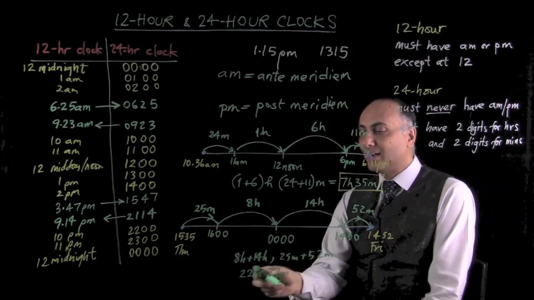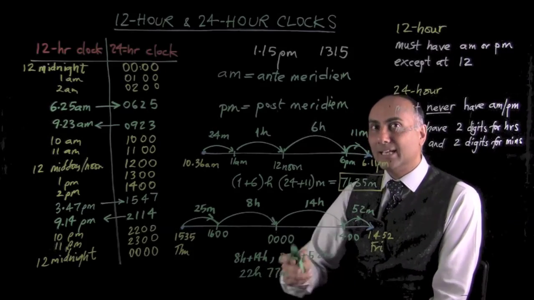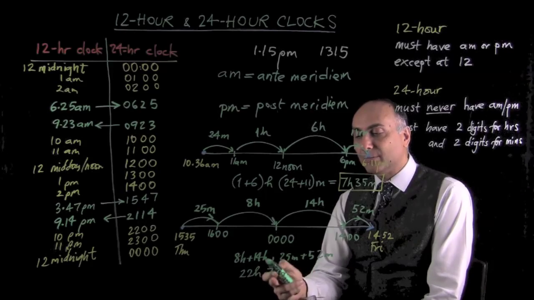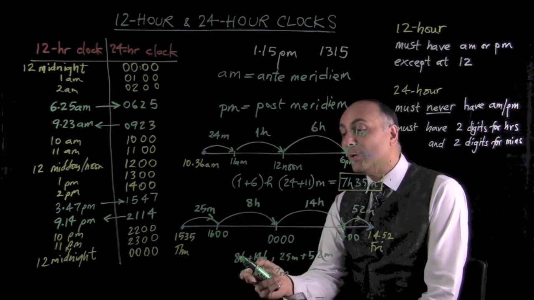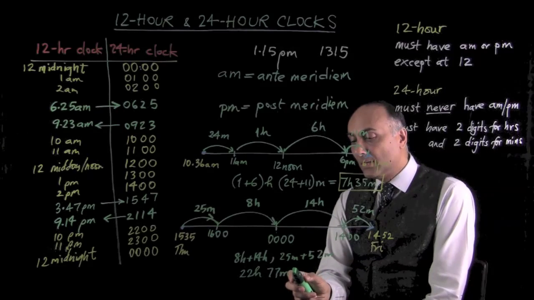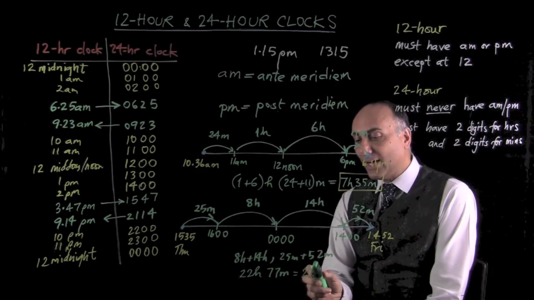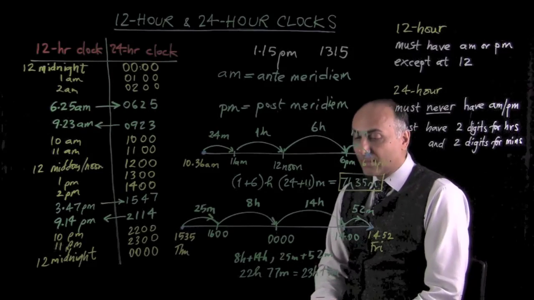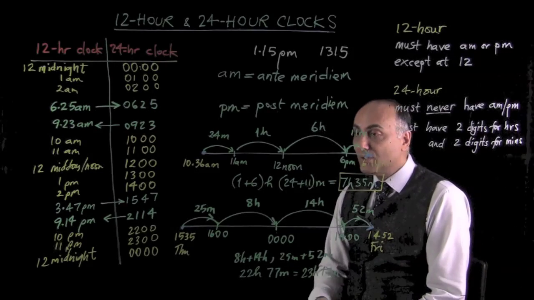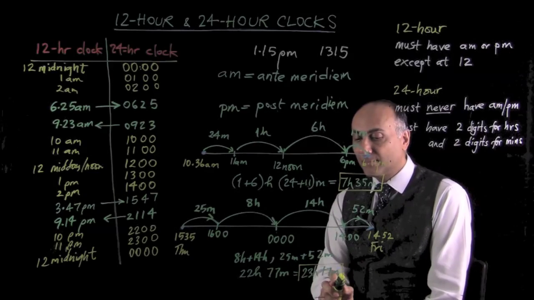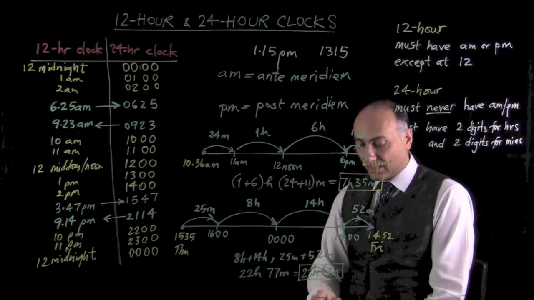Now, you won't see an answer like this because 77 minutes takes you over an hour. So this is an hour and 17 minutes. So you'd have to add on 1 to the hours and then reduce the minutes to 17. So that is 23 hours and 17 minutes. As I've mentioned, there are other ways of doing this, but I recommend this method because it's very clear and intuitive.